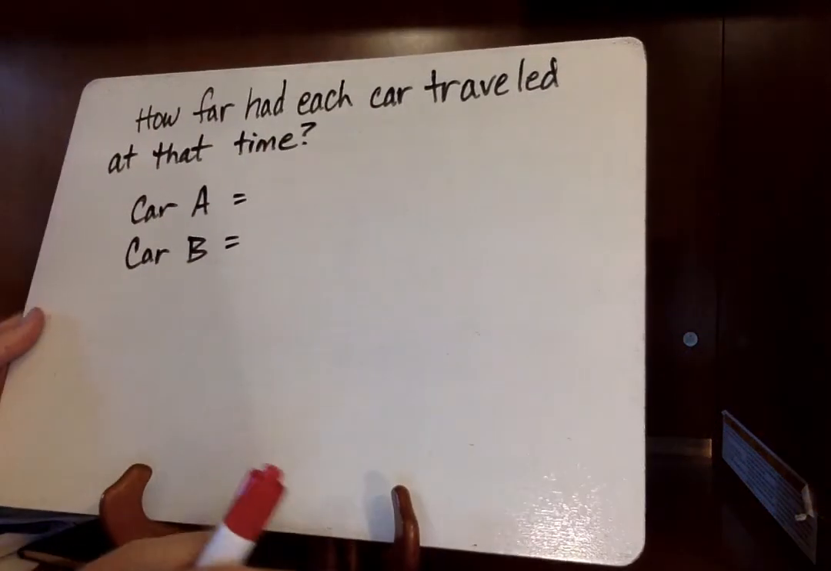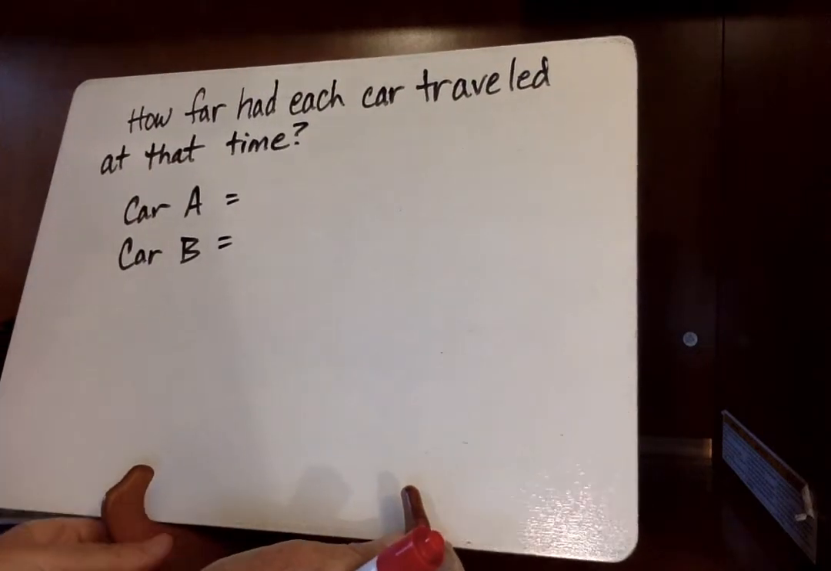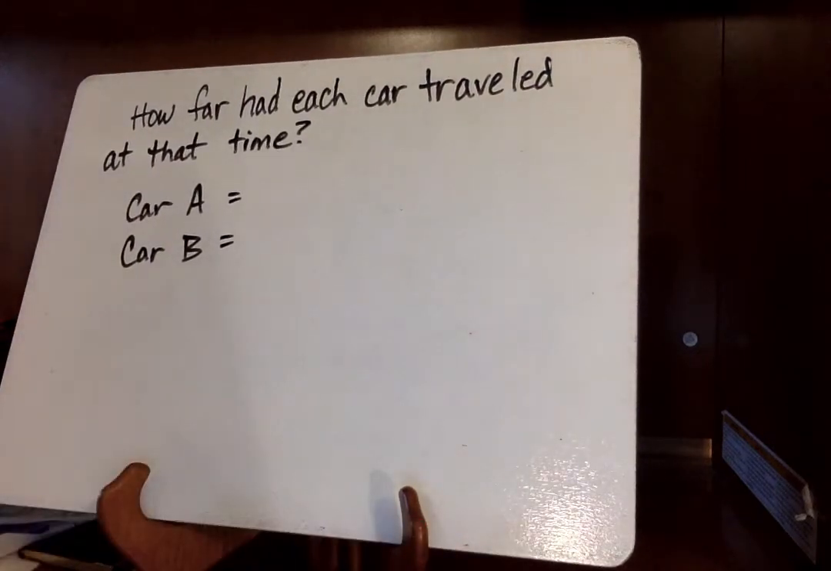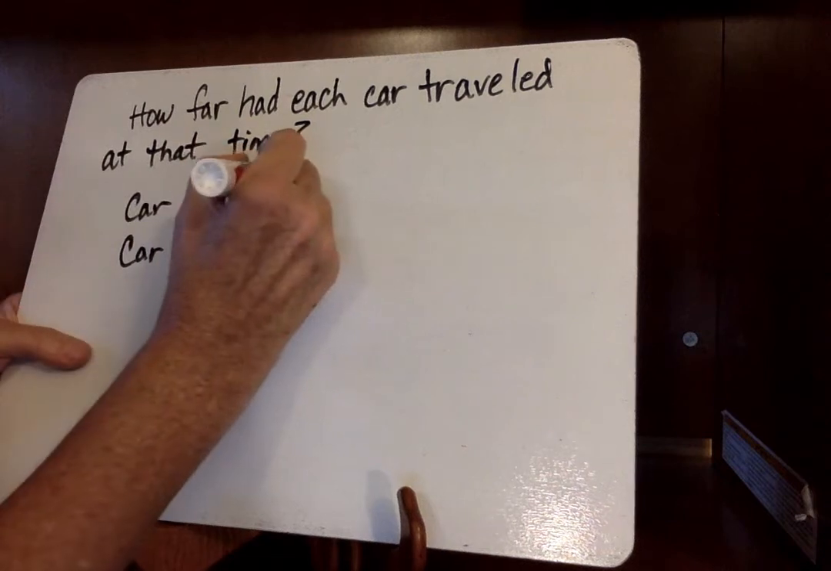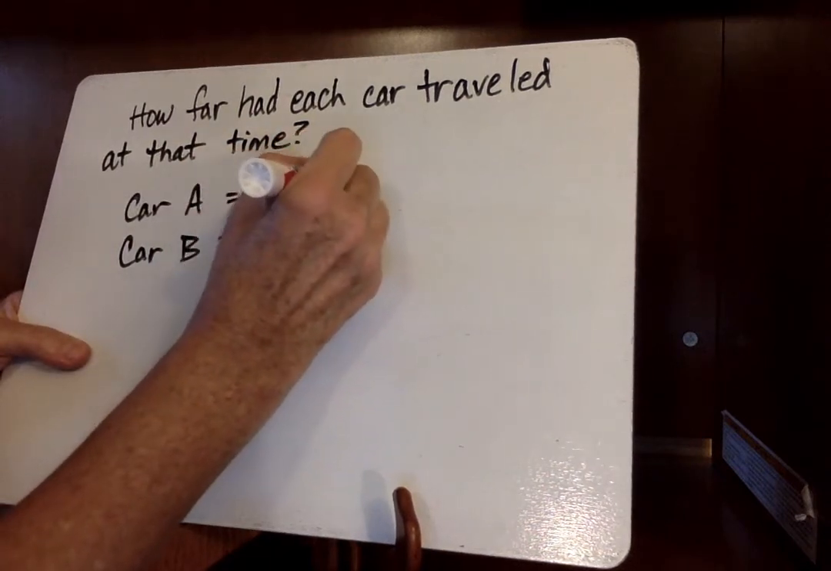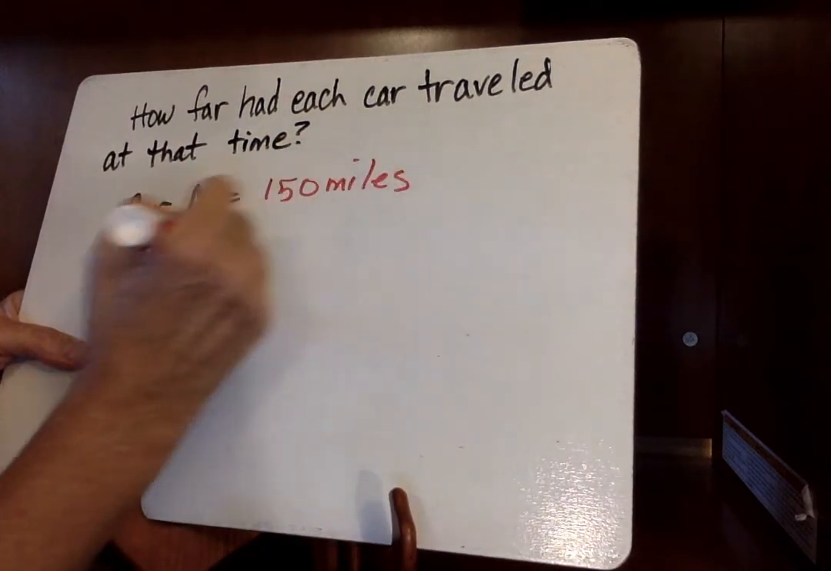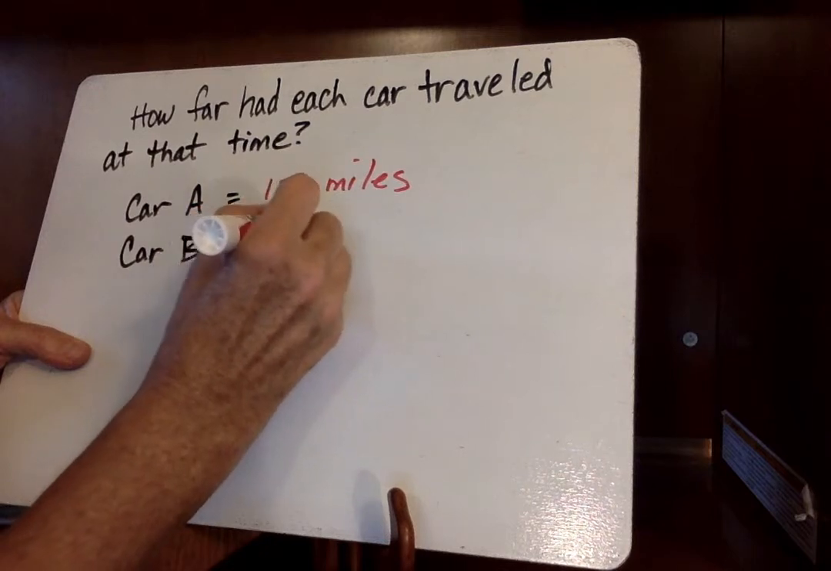The last one, how far had each car traveled at that time? And we know that car A had traveled 150 miles and car B had traveled 150 miles.